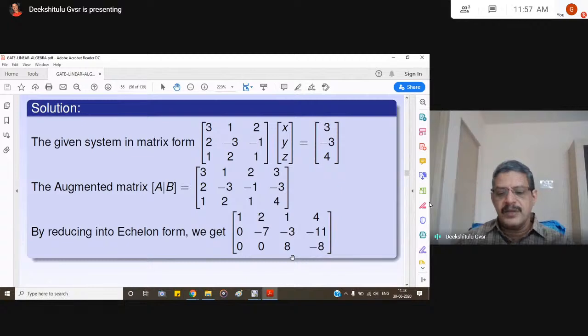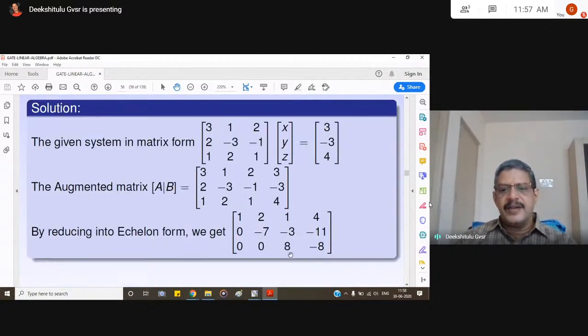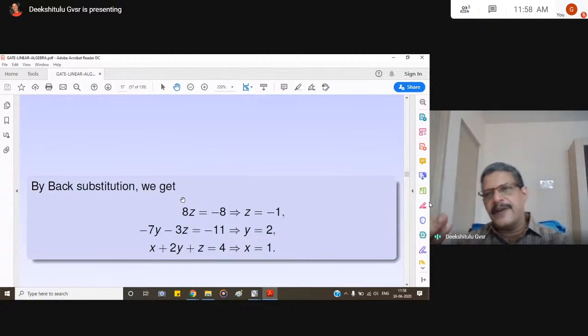Now backward substitution. The last equation is 8z is equal to minus 8, so z is equal to minus 1, and you substitute it in the second equation to get y. If you substitute this z and y in the first equation we get x. This is called backward substitution. In fact, all the problems we had done earlier followed a similar method. It's called the backward substitution method.